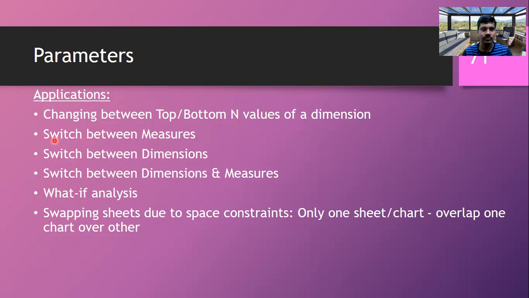We can also switch between the measures, like sales, profit, discount, or quantity. These are some of the measures in business parlance. So if somebody wants to see category versus these measures, they can switch between these measures and find out the insights from the visualization. Similarly, we can switch between the dimensions, and also have a combination of switching between dimensions and measures. We can also do what-if analysis using the parameters.